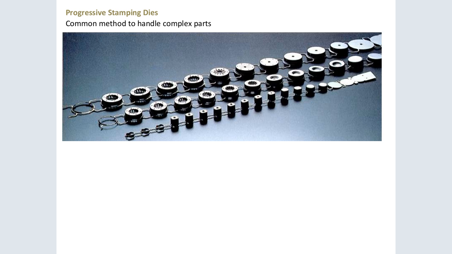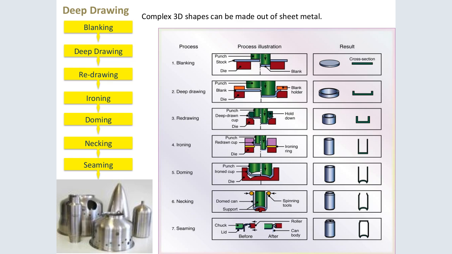Progressive stamping dies, you can see how they are generated. We have the common methods to handle complex parts. And then we have deep drawing. Now, as we talked about, the metal forming processes.